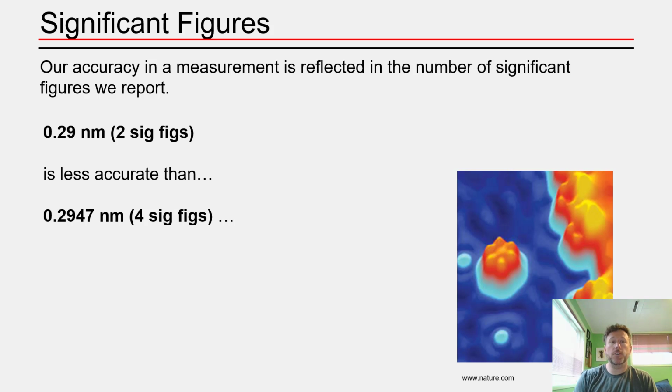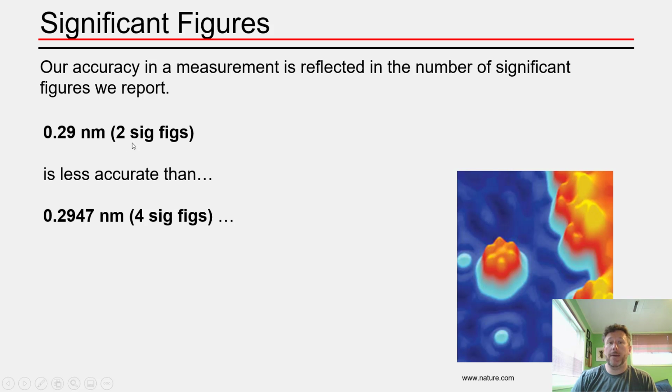So for instance, if you report the diameter of the benzene molecule to be 0.29 nanometers, well, that's two significant figures. And what you're saying with that average benzene molecule diameter is that you know the diameter of your benzene molecule, or you can measure the diameter of a benzene molecule with the microscope to 1/100th of a nanometer. So 0.2, that's tenths of a nanometer. 0.09, that's hundredths of a nanometer.